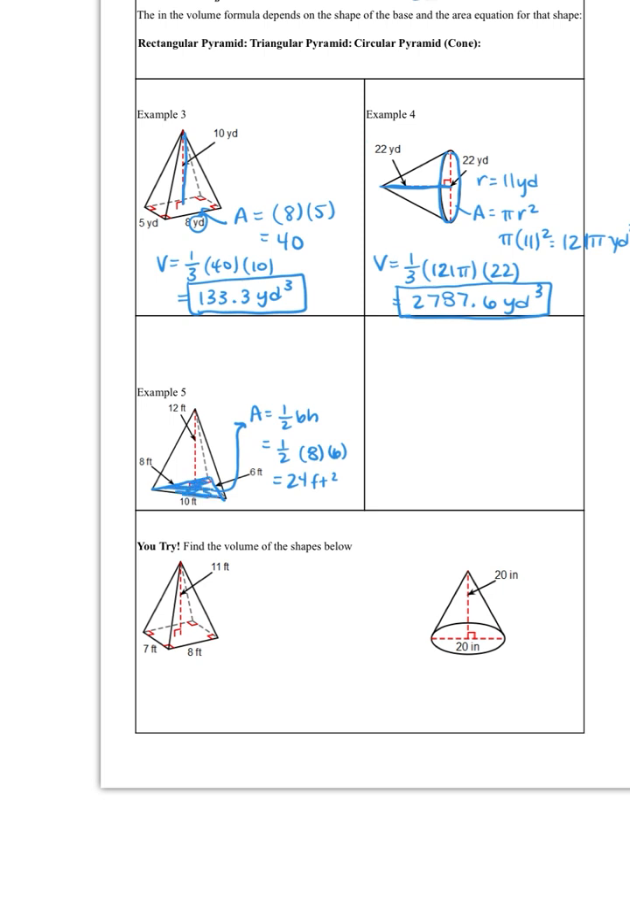To find the volume of the whole thing, I'm going to do 1/3 times the area of the base, which is 24, times the height, which is 12. So 24 times 12 divided by 3 is going to be 96. And we're going to use feet cubed.